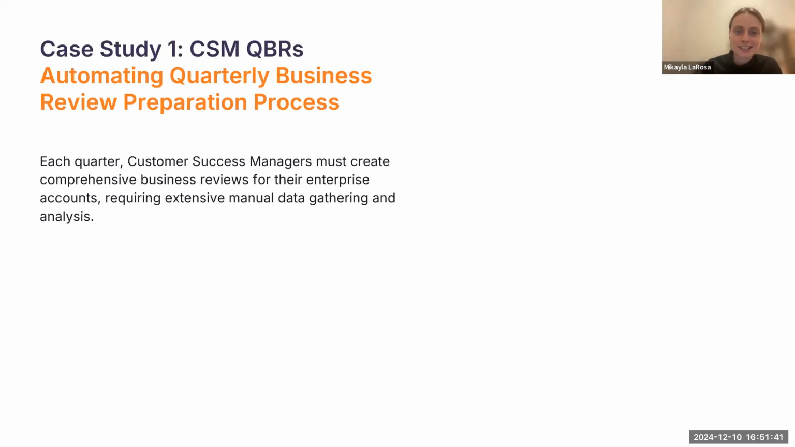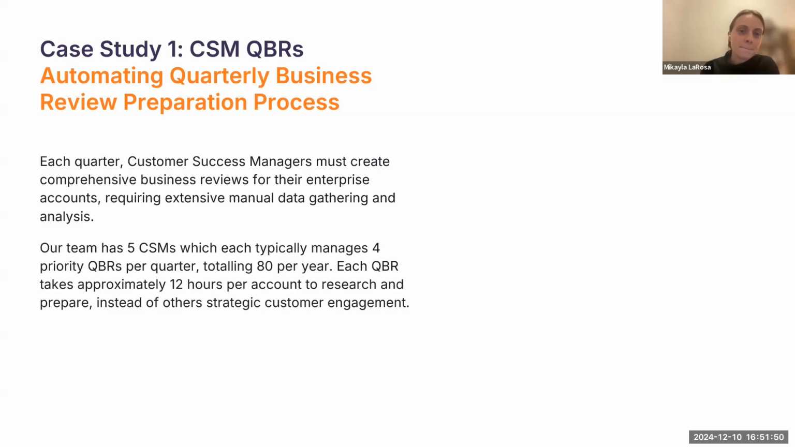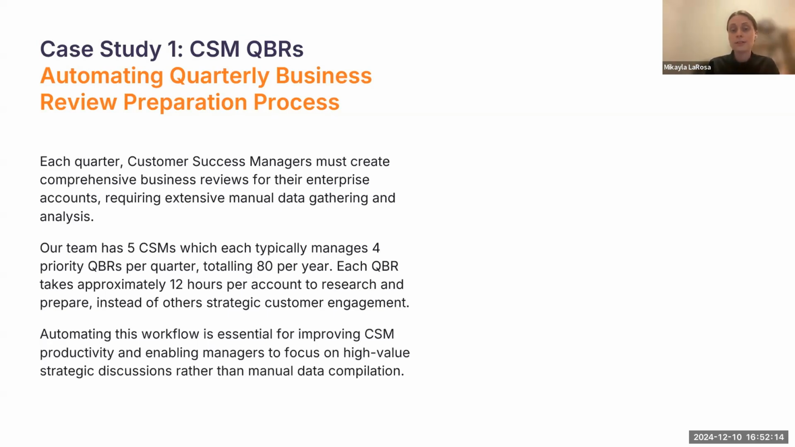So each quarter, customer success managers must create comprehensive business reviews for their enterprise accounts, requiring extensive manual data gathering and analysis. Our team has 5 CSMs who each typically manage 4 priority QBRs per quarter. This totals 80 per year, so 80 QBRs across the entire team. Each QBR takes approximately 12 hours per account on average to research and prepare for, instead of maybe focusing on other strategic engagements. So automating this workflow is essential for improving CSM productivity and enabling managers to focus on high-value strategic discussions rather than maybe manual data compilation.